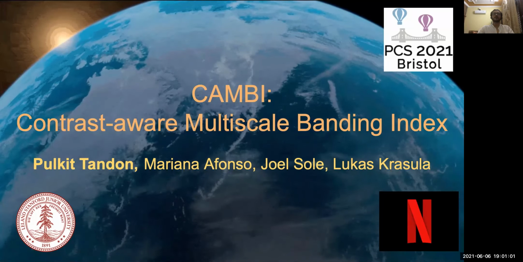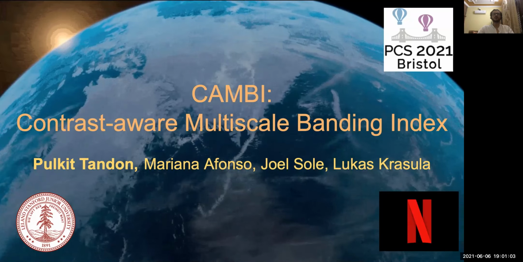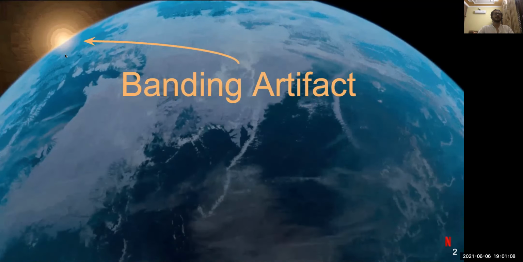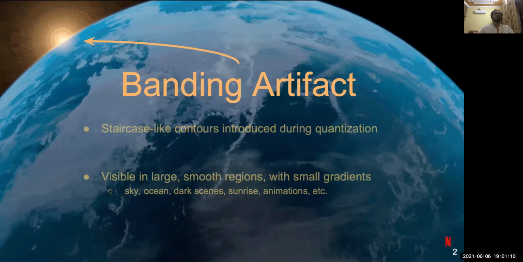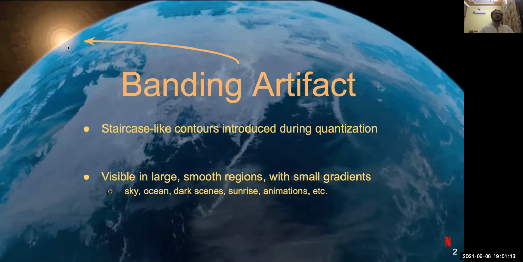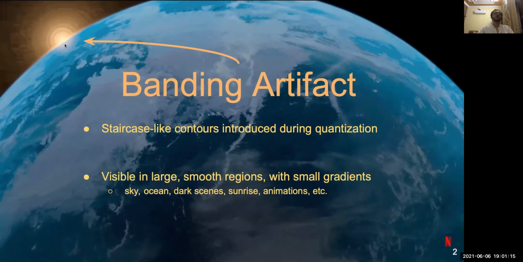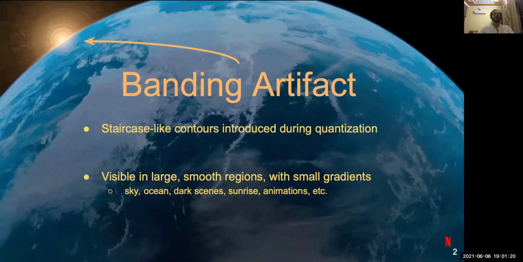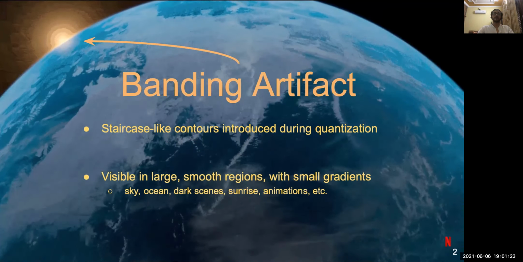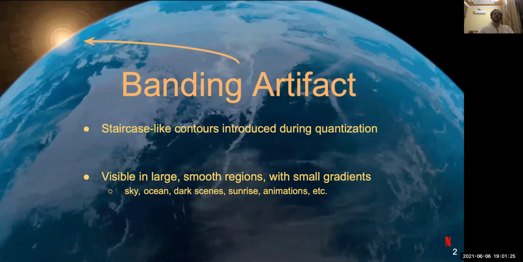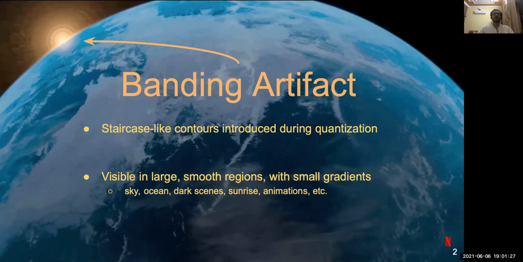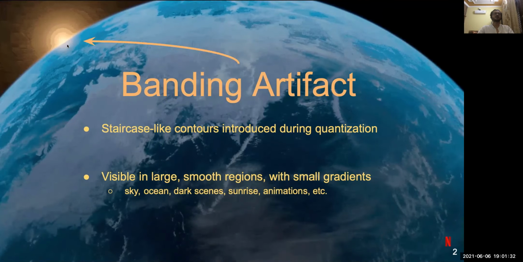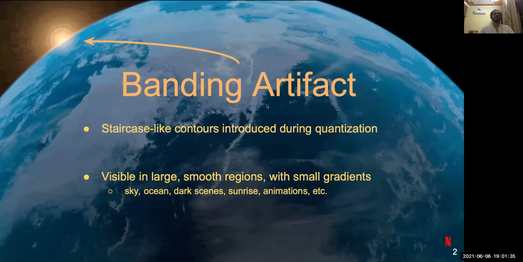CAMB is an objective metric to determine the presence of banding. So what is banding artifact? In this slide, what you see on the left is an example of banding artifact. Banding artifacts are artificial staircase-like contours, which are introduced during the quantization of a smoothly spatially varying signal. They are visible in large smooth regions with small gradients. These regions might be like sky, ocean, dark scenes, etc. As you can see here, you see these artificial steps. These are the banding artifacts.